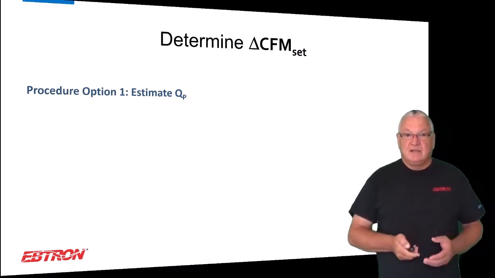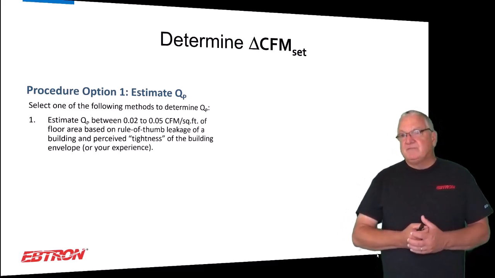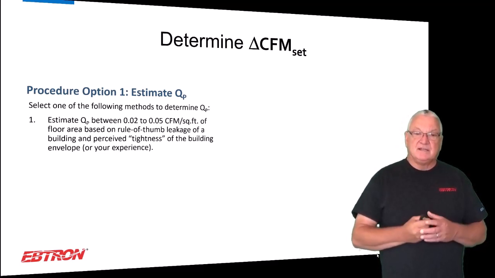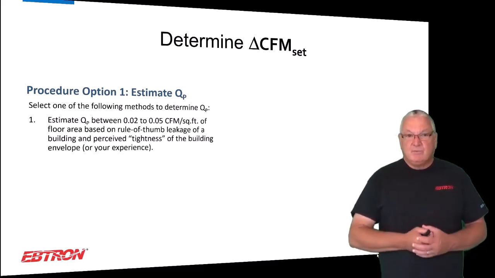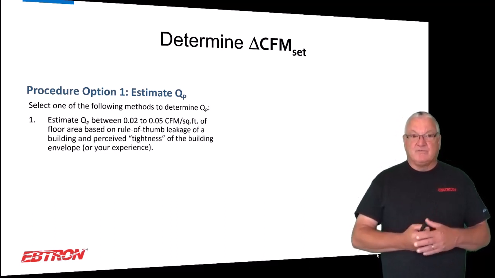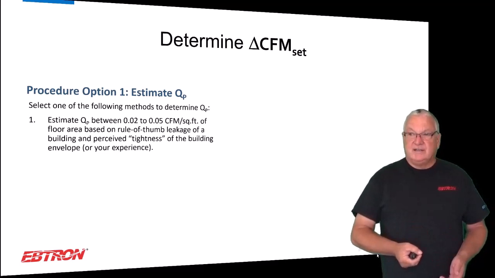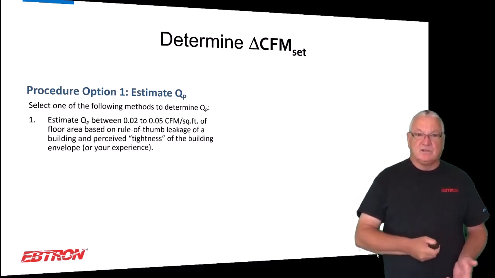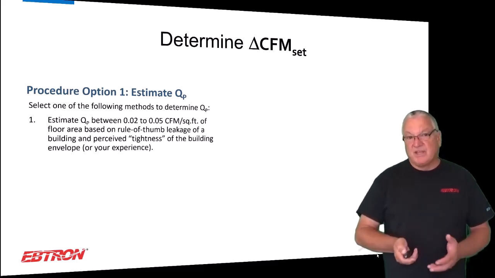So what is it? Well, you can estimate it, okay? And different people have different numbers here. My numbers, depending on the leakiness of the building, have always been between 0.02 and 0.05 CFM per square foot of floor area. But it's really a rule of thumb that we use, and it's far from exact, okay? The tighter the building, the smaller the number, all right? But that's kind of the range of what you've got to be thinking about. Some people think it's higher.